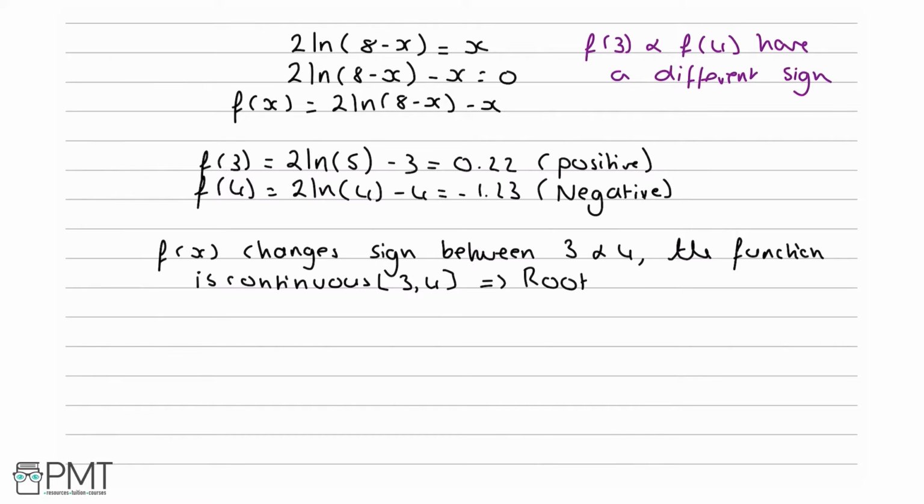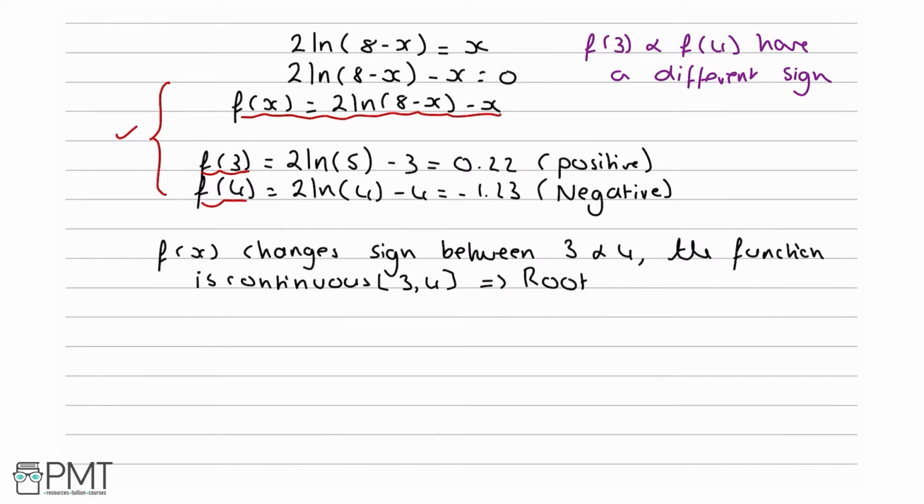Okay? So this question is worth 2 marks. Your first mark comes from attempting to find f(3) and f(4) and getting that f(x) equals 2 ln(8 minus x) minus x. So this part here, and then understanding that you need to look for f(3) and f(4), all of these contribute towards your first point. Okay.